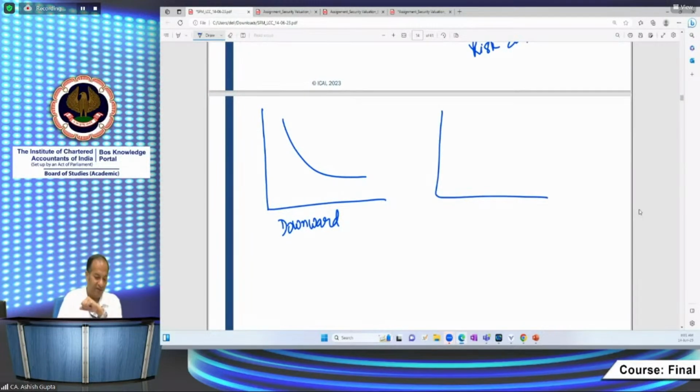Then there is a humped yield curve. It rises, then comes down like this. It is called a humped yield curve, and it is an indication of uncertainty in the economy.